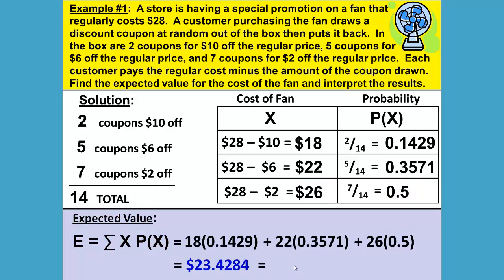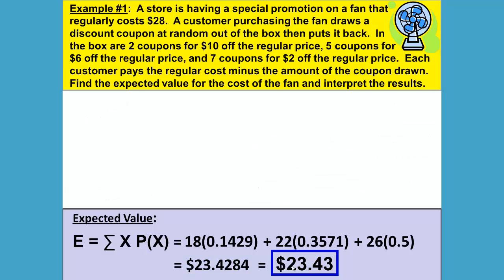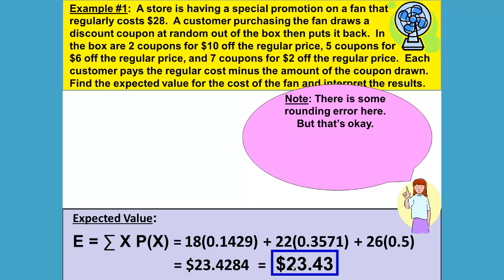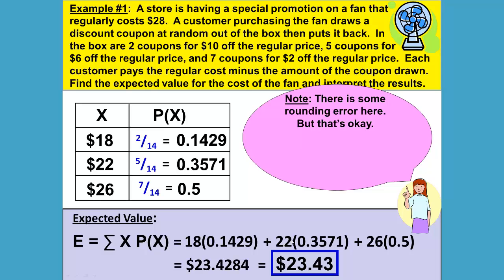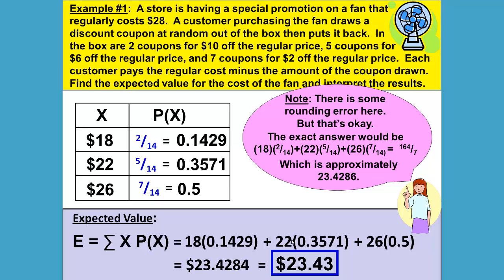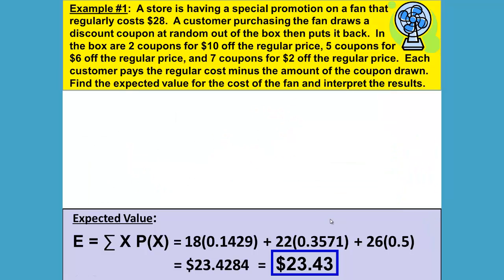So we'll add those values together, and that gives us 23.4284, and since we're dealing with money, we'll round that to the nearest cent, which gives us $23.43. There is some rounding error here, but it's really okay. If we had kept the fractions and multiplied throughout with the fractions, 18 times 2/14 plus 22 times 5/14 plus 26 times 7/14, that would give us 164/7, which is still approximately 23.4286. Rounding to the nearest cent, we still get 23.43. And for our work, most of the time we do not need to worry about being that accurate.